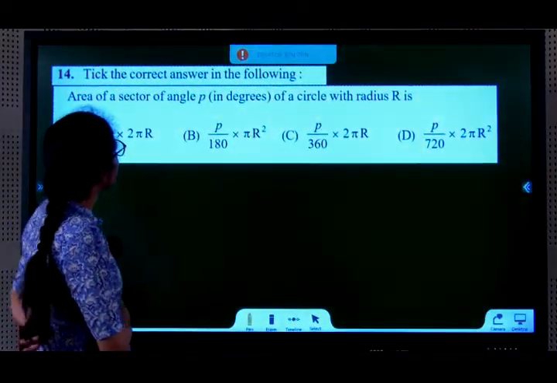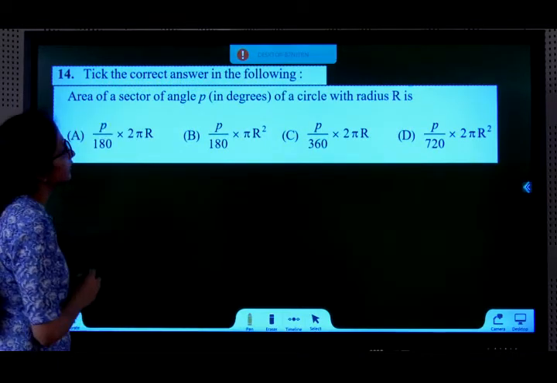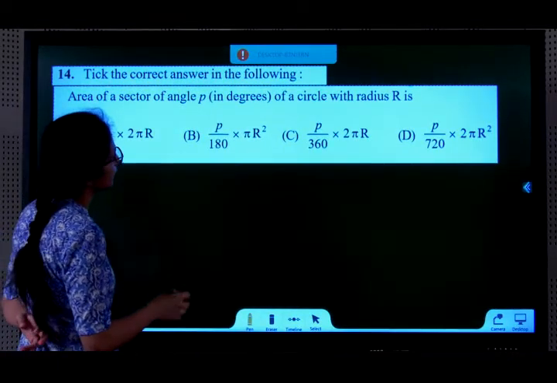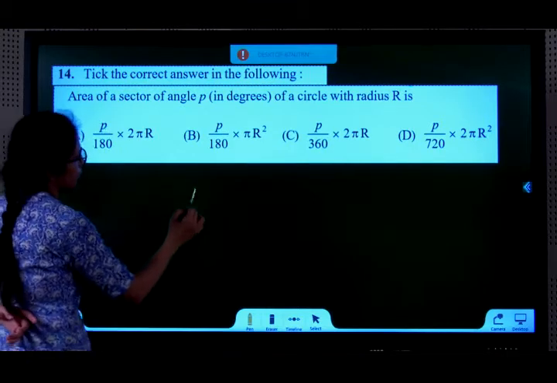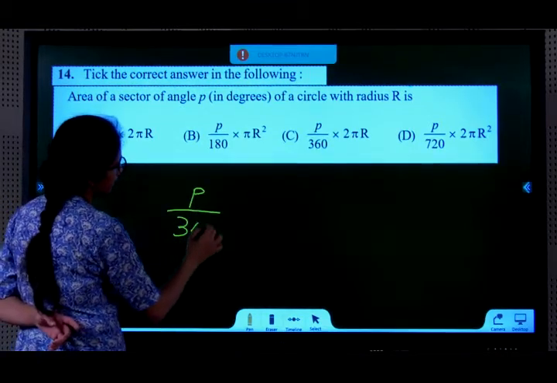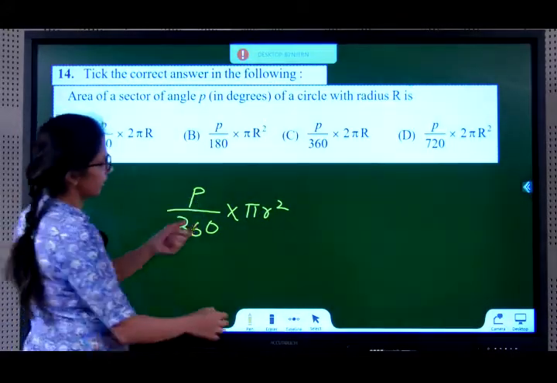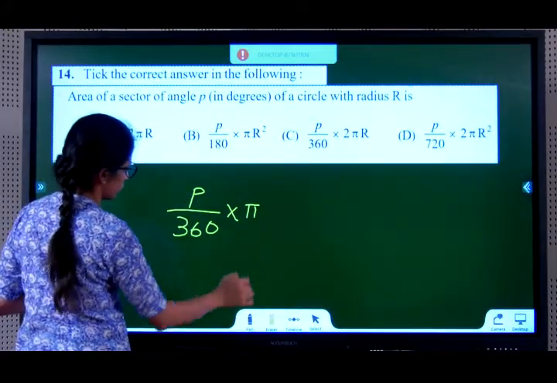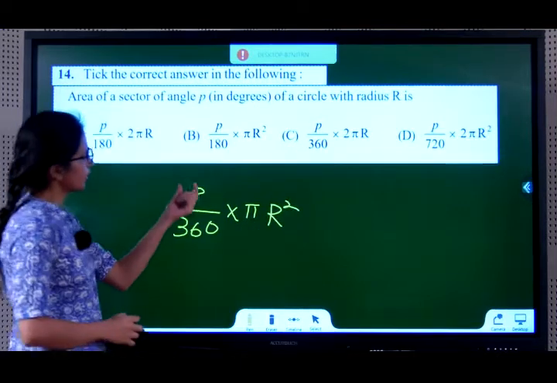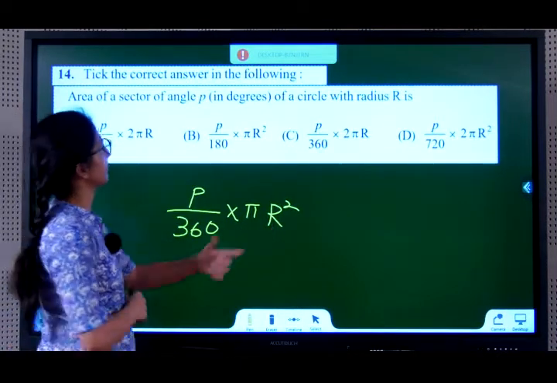Pick the correct answer in the following question. Area of a sector of angle P of a circle with radius R. So it is P by 360 into pi r square, right? Because angle is P and radius here is given as R. So instead of theta you have P, instead of r you have capital R.